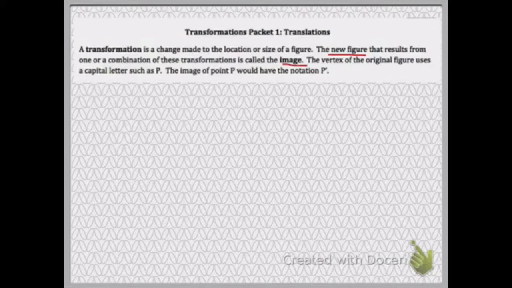The vertices, or the corners, of the original figure use a plain capital letter, whereas the image, the one that has been translated, of a point like P would have the notation P with an apostrophe. So I'm just going to show that a little bit bigger. Whatever point is translated, we would use the same capital letter as the original, but we add a little apostrophe to show that it's the image. If we make a second image from the first image, so now we have a third shape, we would label it with 2 apostrophes, and if we translate it again, 3, etc.